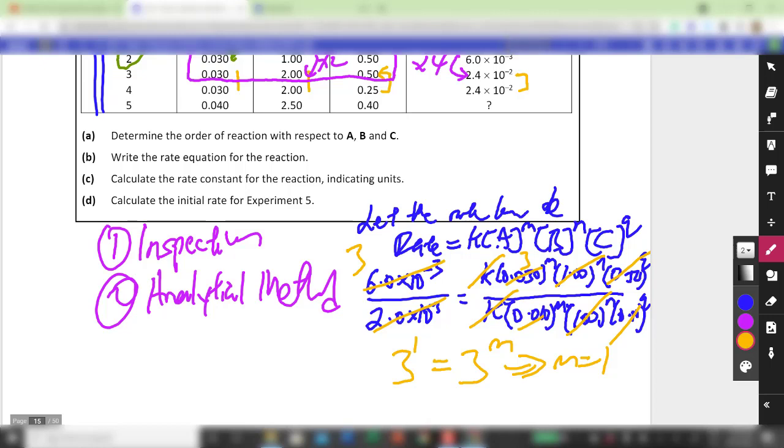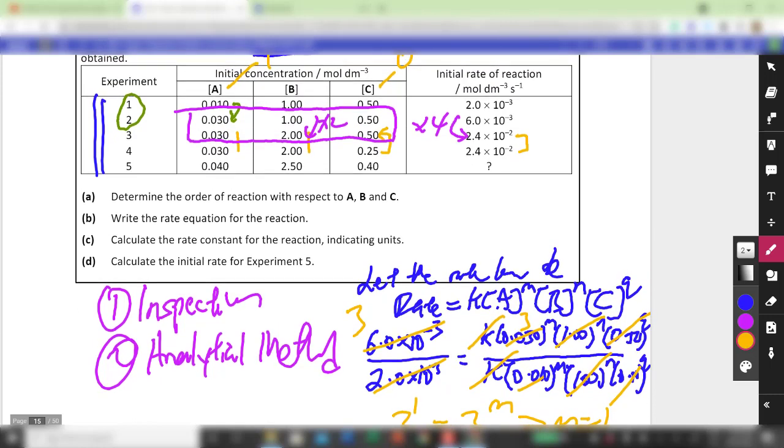Inspection method, you really need to be crystal clear in your writing. For example, you really have to tell, let's say experiments 1 and 2, that you are keeping the concentration of B and C constant at such and such values, and then after that you triple the concentration, and then the initial rate triples. You have to be crystal clear.